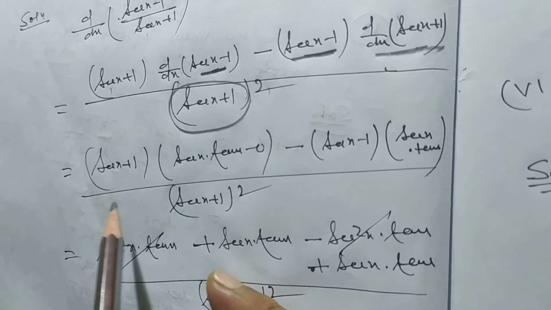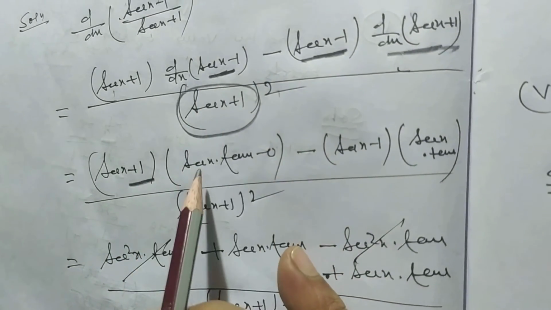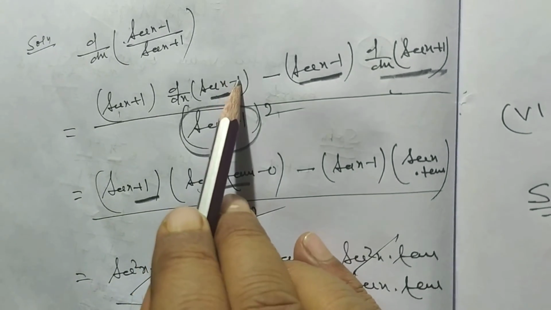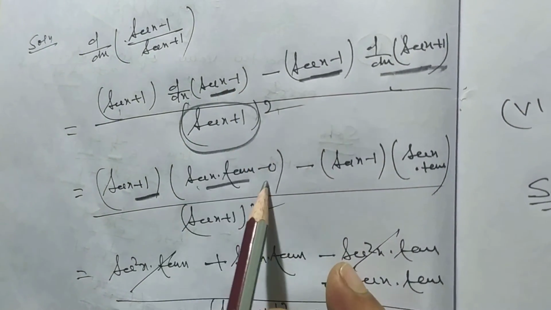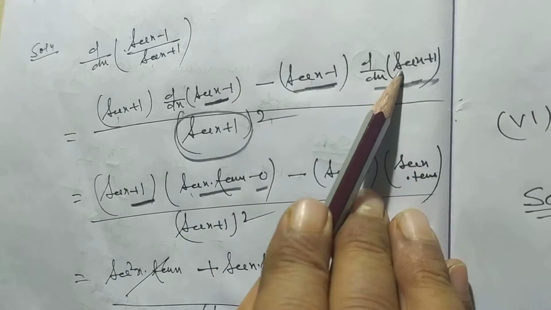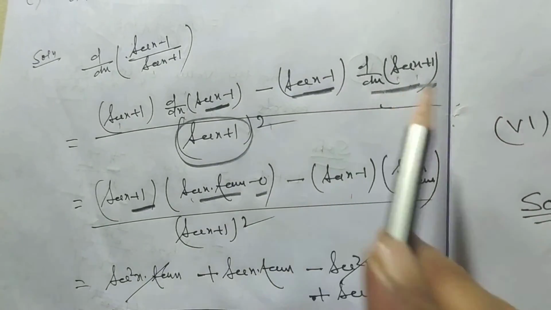So by applying this rule, it will be sec x plus 1, and the differentiation of sec x is sec x into tan x, and the differentiation of the constant function 1 is 0, minus (sec x minus 1), and the differentiation of sec x is sec x into tan x, and the differentiation of 1 is 0.